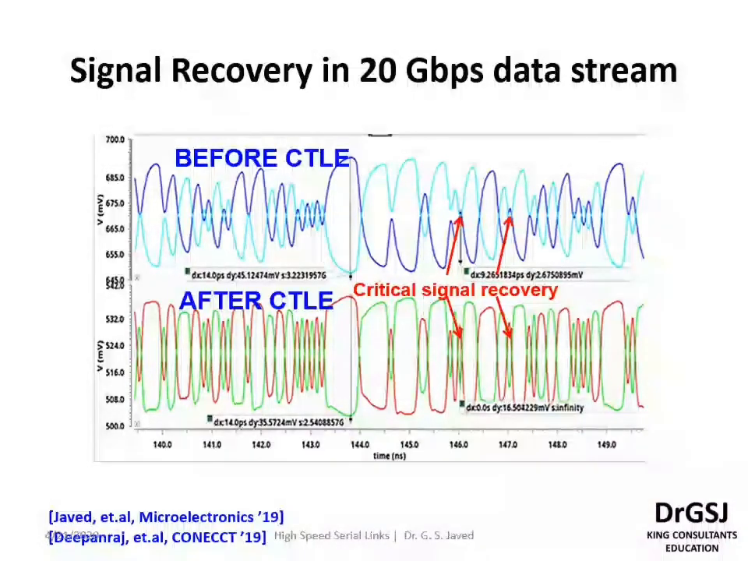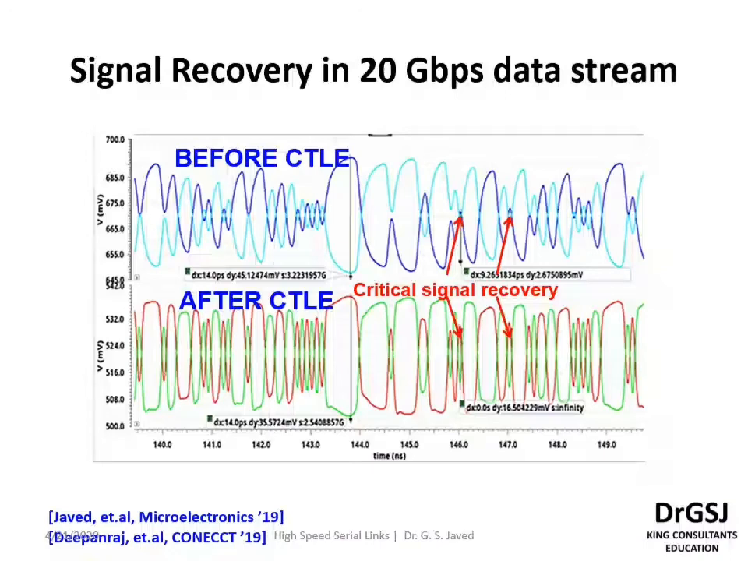To show the importance of the CTLE, we would like to highlight the critical signal recovery in the system. As the signal passes through, the high frequency signal will be the smallest portion in the block before the CTLE, after the channel. This signal was multiplied by the 18 dB gain that is provided from the CTLE, and you can see this block getting its signal amplitude higher.